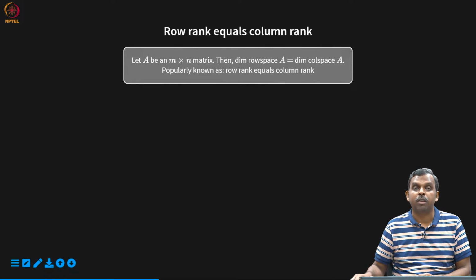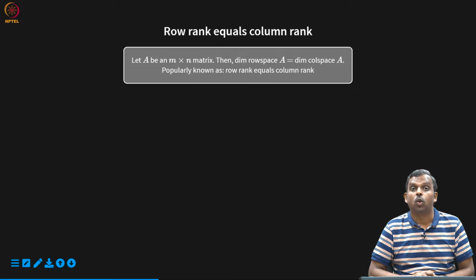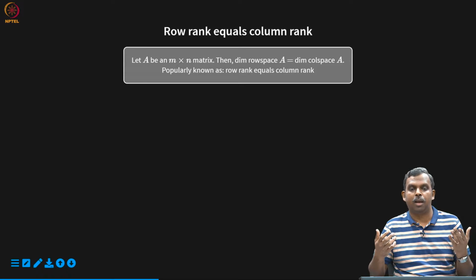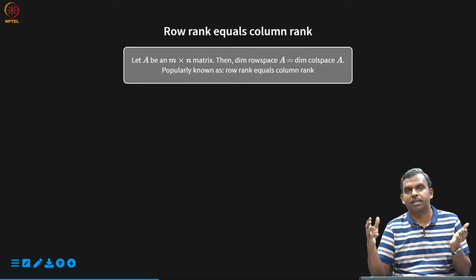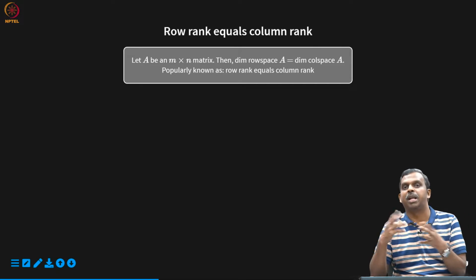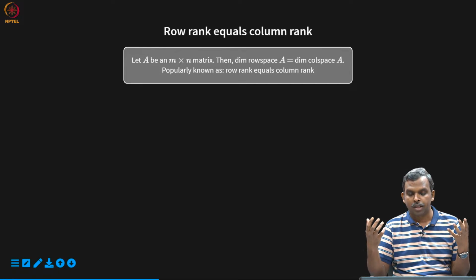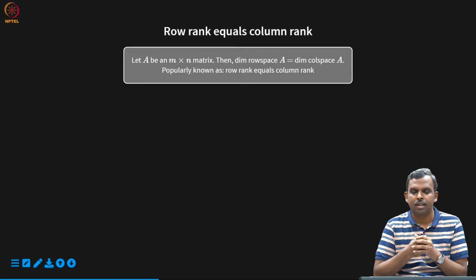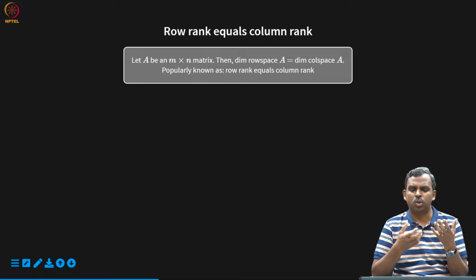It turns out that for any m cross n matrix, row rank will be equal to column rank. So you cannot create an m cross n matrix for which the dimension of the row space will be different from the dimension of the column space. If you're surprised by this result, there are many ways to think about it.